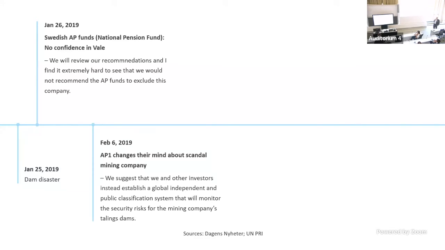But then they sat down and they thought further about it. So this is a press release from the beginning of February. We suggest that we and other investors instead establish a global, independent and public classification system that will monitor the security risks for the mining company's tailings dam. So now we're seeing a bit more of this influencing rather than the gut reaction of exclusion.